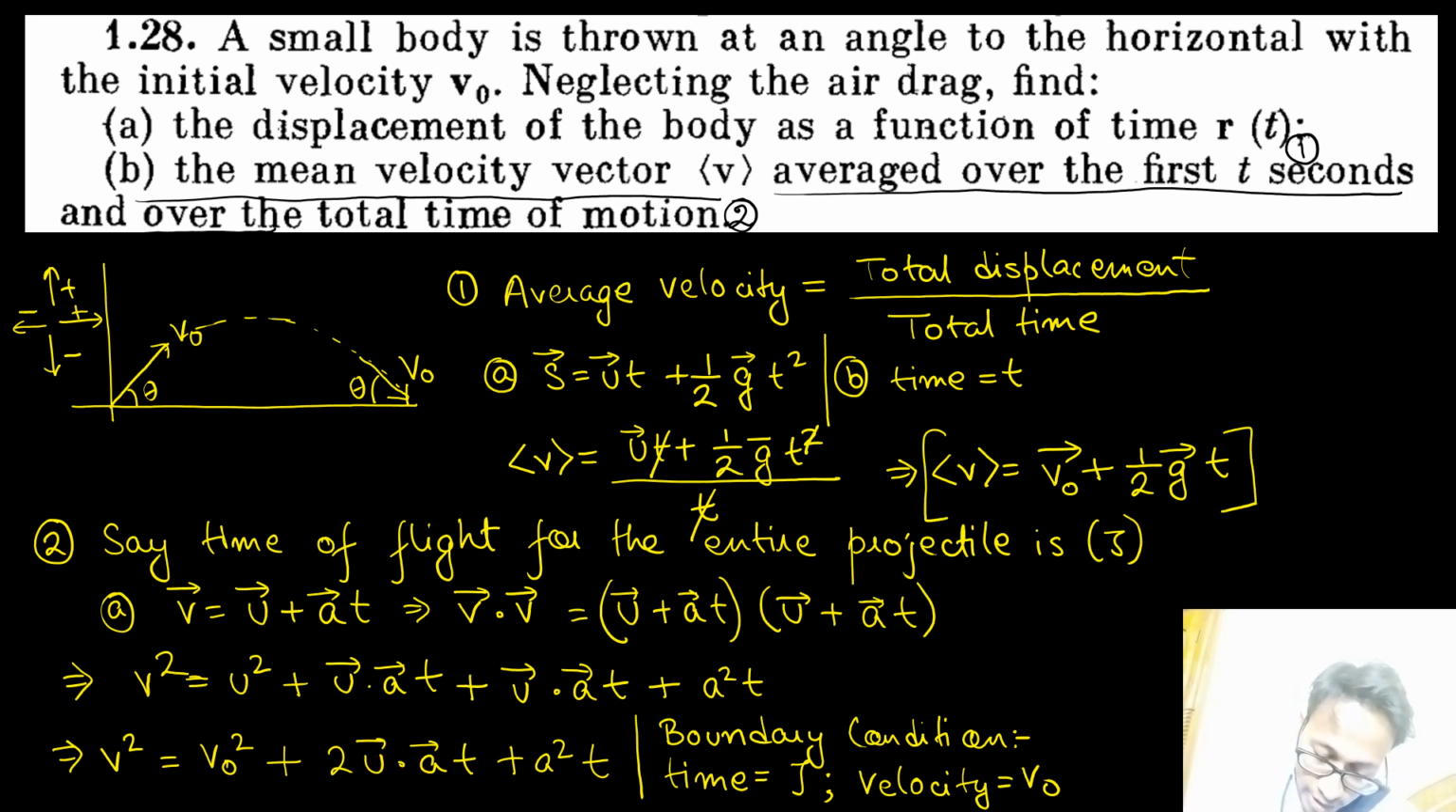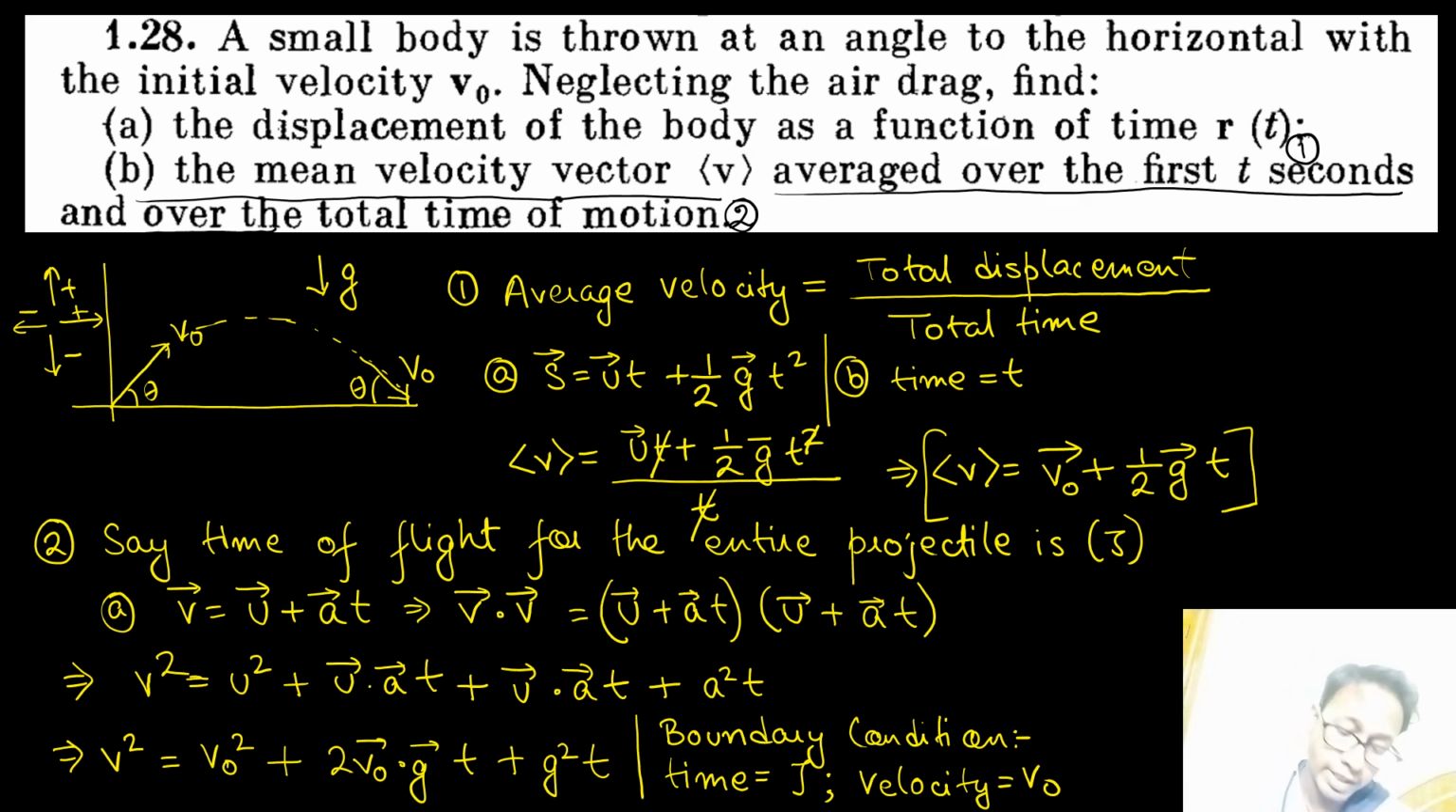U was what? The initial velocity, and the initial velocity was v naught. And what was A out here? A was nothing but G. In projectile motion, the acceleration due to gravity is always in the downward direction. So out here A is nothing but G, so G square. Understood this much. Now let's solve this equation in the next slide.